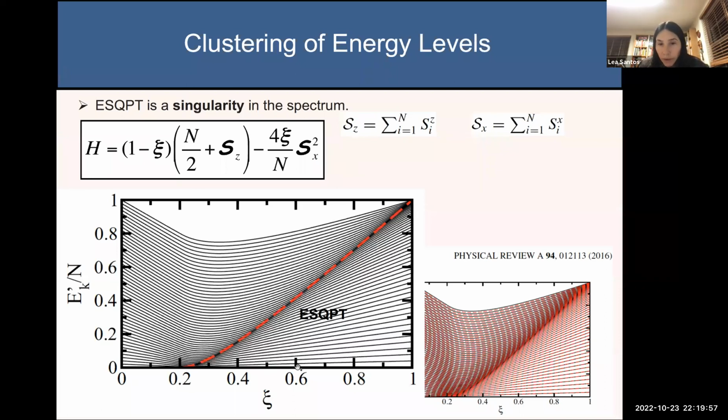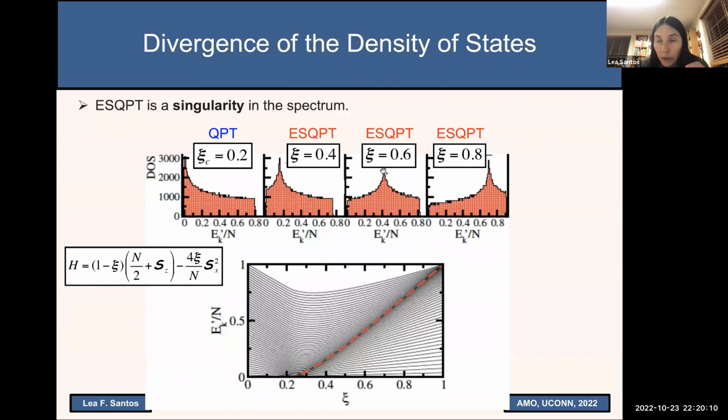So if I pick a certain value of Xi, let's say Xi 0.6, and select all of these eigenvalues, and then look at a histogram, so we are looking now at the density of states, what are we going to see? A peak. And where is this peak showing up? At this energy, something very close to 0.4. This peak is what characterizes, is the main feature of the excited state quantum phase transition. This peak diverges as the system size increases.